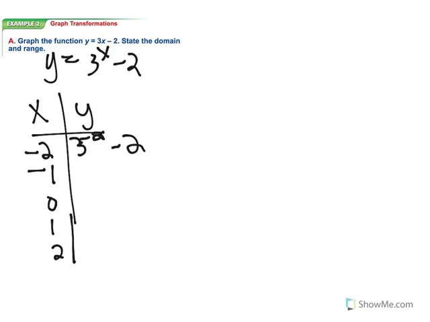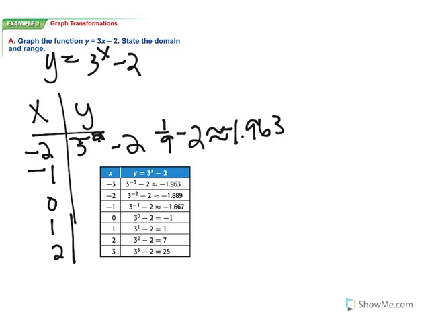So I'm going to plug in -2, -1, 0, 1, and 2. So I'm going to put the -2 up here in my exponent. So 3 raised to the -2 power is going to equal 1/9. And then we're going to subtract 2 from that, which equals approximately -1.963.